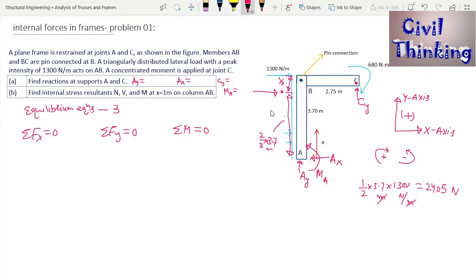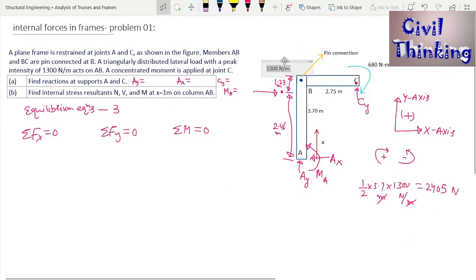So we are going to erase this triangle, we don't need it anymore. Two-thirds of 3.7, from here to here. Let me calculate these values. Two-thirds of 3.7 is 2.46 meters, so from here to here is 2.46 meters, and one third of 3.7 is 1.23 meters. Now we can write 2405 Newton here. Let me erase all of this.